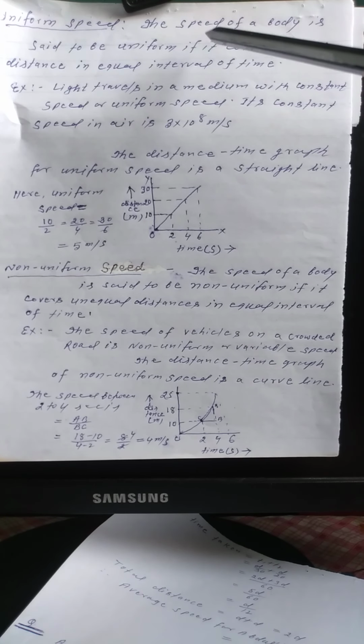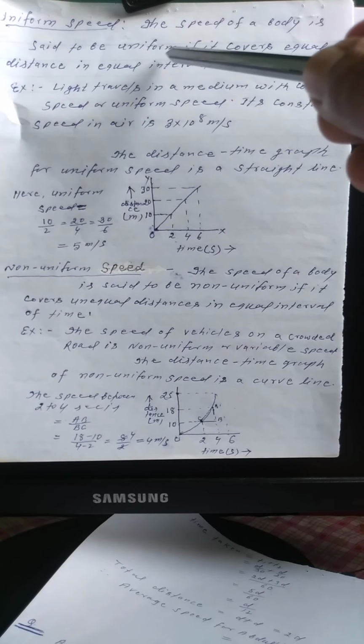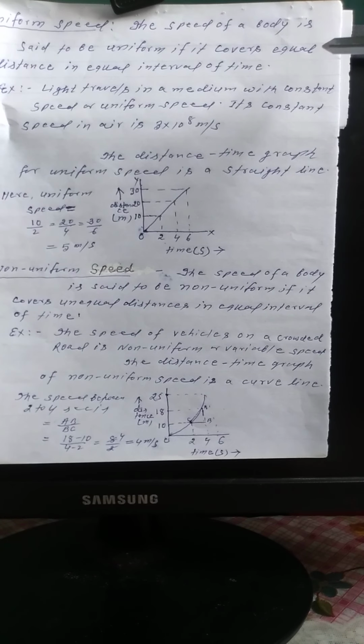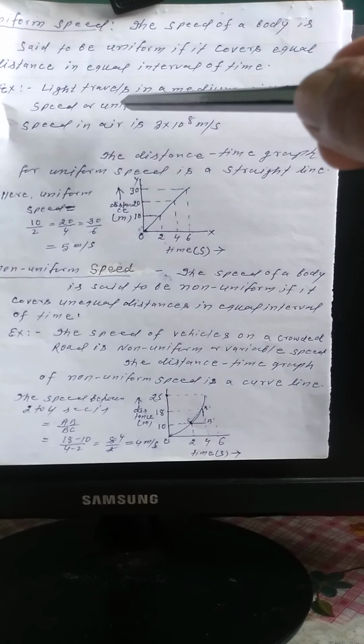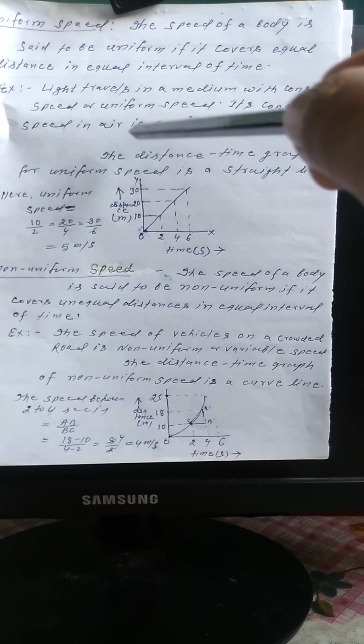Now uniform speed. The speed of a body is said to be uniform if it covers equal distance in equal intervals of time. For example, light travels in a medium with constant speed or uniform speed. Its constant speed in air is 3 into 10 to the power 8 meters per second.